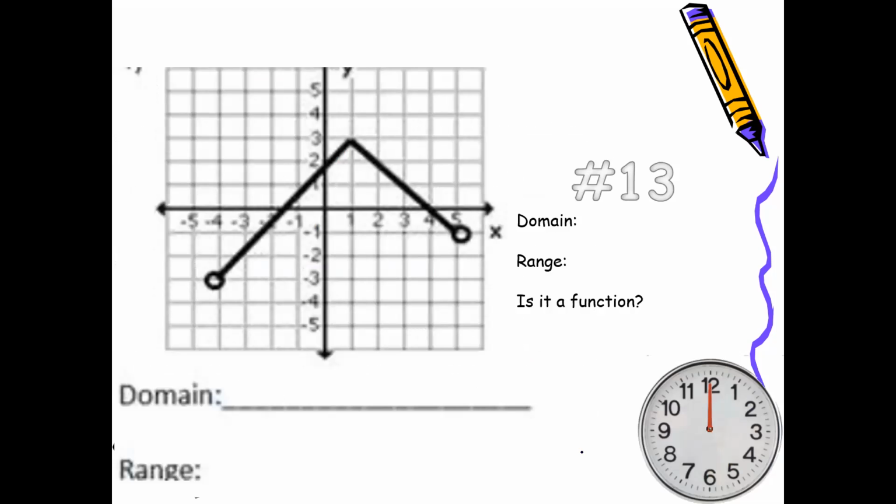Number 13, pause the video, identify the domain, range, and if it's a function. All right, the domain is how far do you go over to the right side? To the right, you're at 5. How far do you go over to the left side? -4. And then range, how far up do you go to? It looks like you start at 3, bracket. How far down do you get to? -3. Is it a function? Yes, it is.